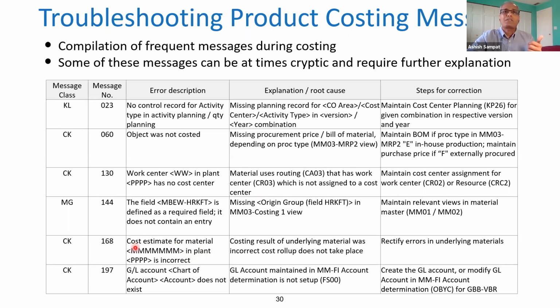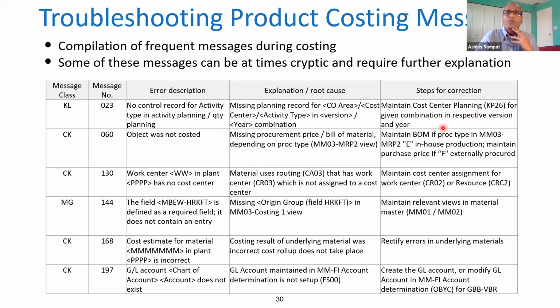And somewhere here it says cost estimate for this material in this plant is incorrect. Basically it means that the underlying material rolled up cost was not right. There was an error, and that's why there was this hard error CK168, and you have to rectify it in case of underlying materials. Another one I have seen very often is MG144. Origin group is defined as a required field in material master, but there is no entry. So go to MM02 and update it. On that activity error, KL023, it basically says that you don't have the right activity price for the given year, period, version combination. So go to KP26 and maintain it.